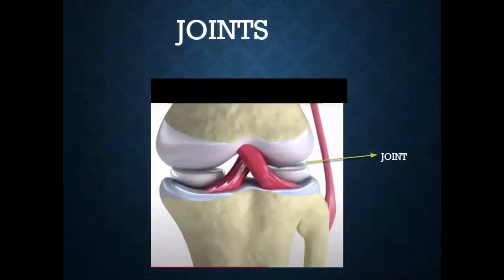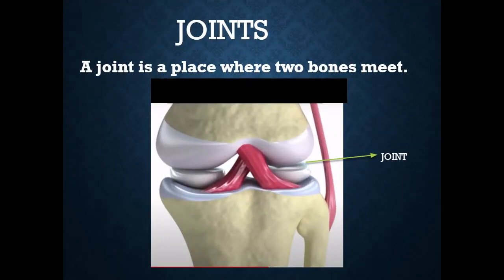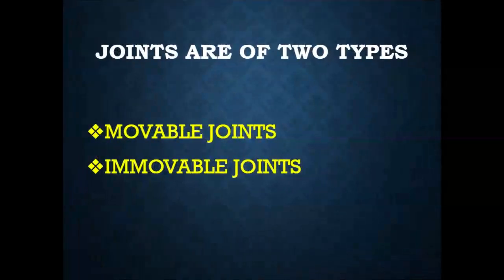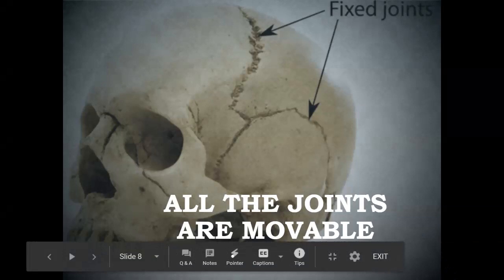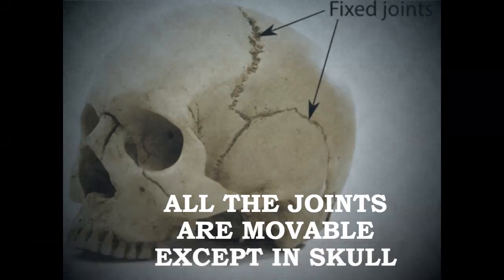As you can see in the picture, a joint is a place where two bones meet. Children, there are two types of joints, movable and immovable joints. For your knowledge, let me just tell you that all the joints are movable except the one found in the skull. So you have to remember this: all the joints are movable except the one found in the skull.